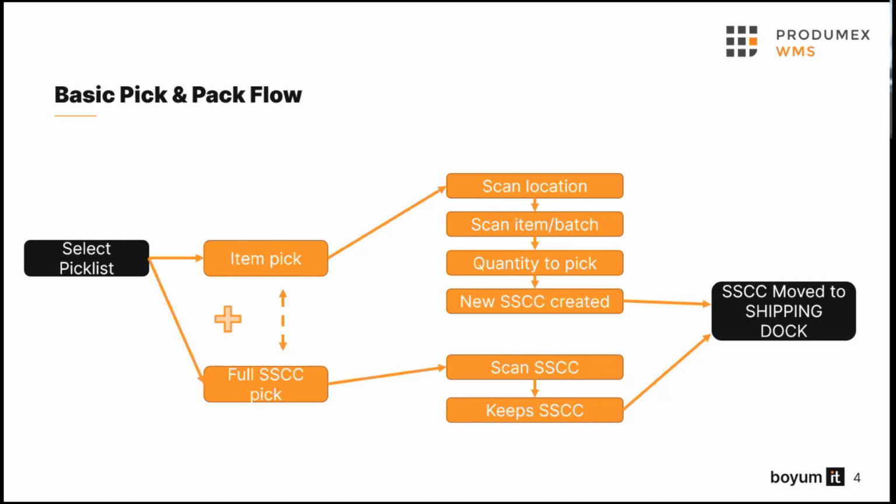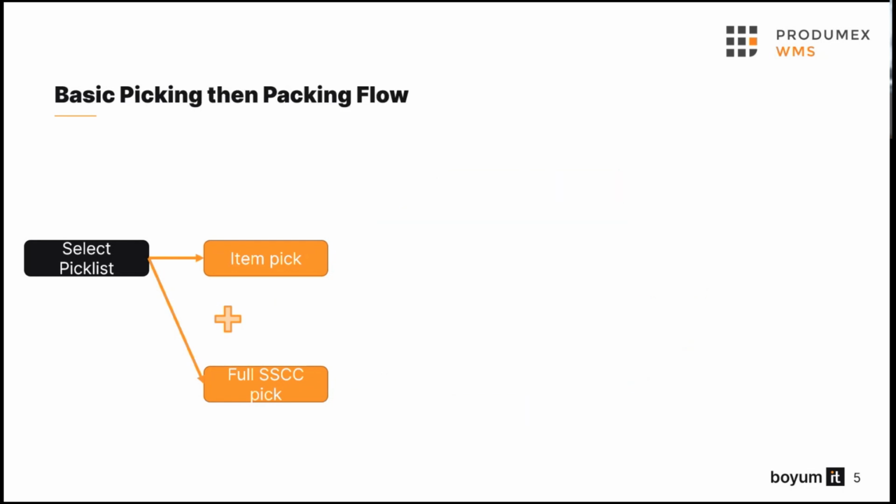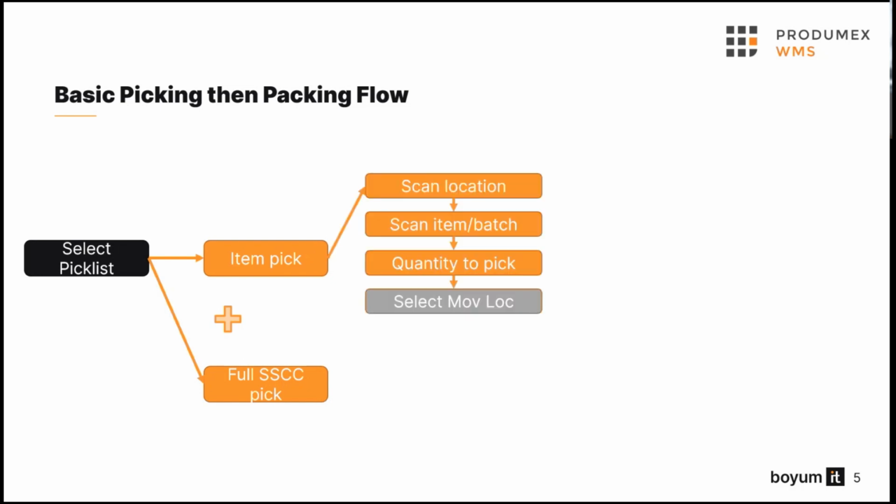Almost the same flow, but a second example, including a packing step. So I'm starting the same. I will distinguish item and full SSCC picking. And you can see here that the final step of the item picking will be to select a movable location. In that case, as I'm not creating a pallet during the picking flow, I will have to use what we call a movable location. So I will talk a lot about movable location during the webinar.